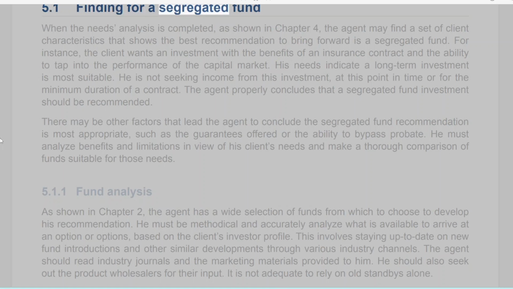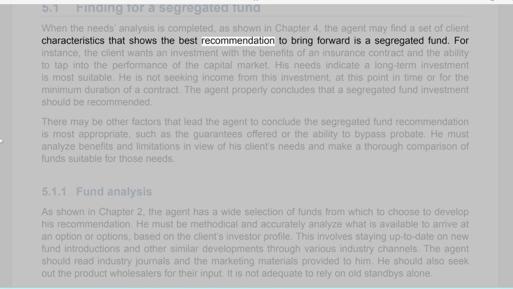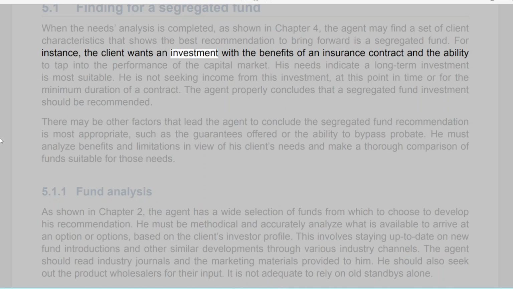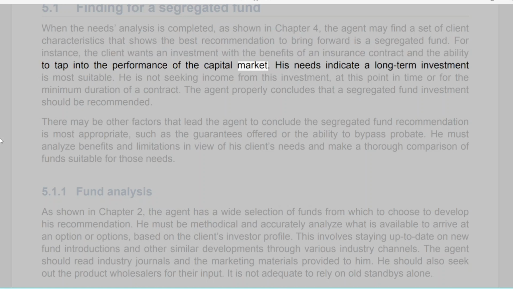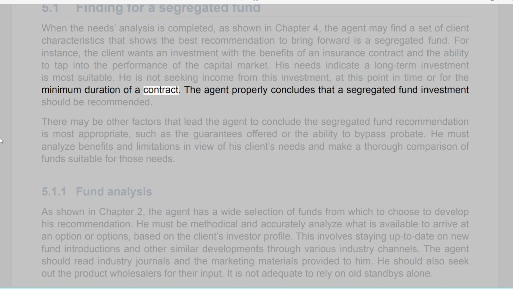5.1 Finding for a segregated fund. When the needs analysis is completed, as shown in Chapter 4, the agent may find a set of client characteristics that shows the best recommendation to bring forward is a segregated fund. For instance, the client wants an investment with the benefits of an insurance contract and the ability to tap into the performance of the capital market. His needs indicate a long-term investment is most suitable. He is not seeking income from this investment, at this point in time or for the minimum duration of a contract. The agent properly concludes that a segregated fund investment should be recommended.